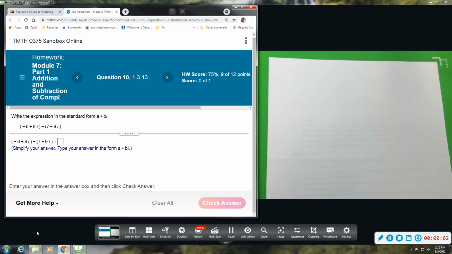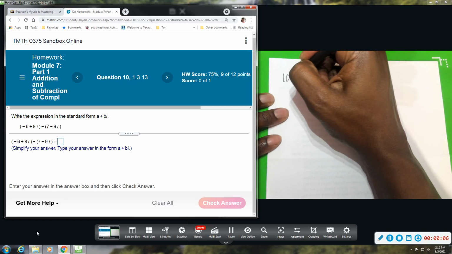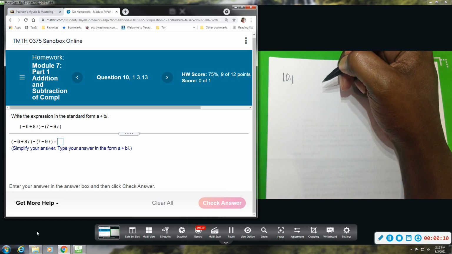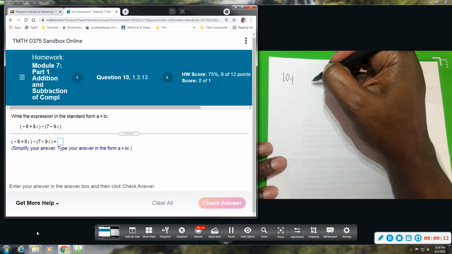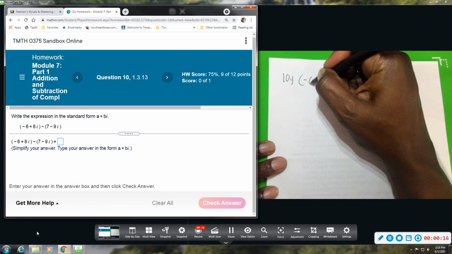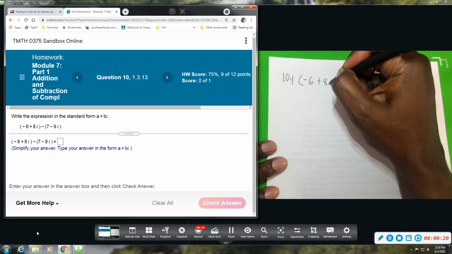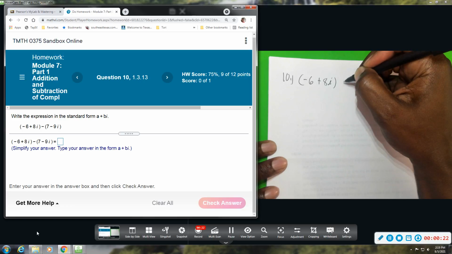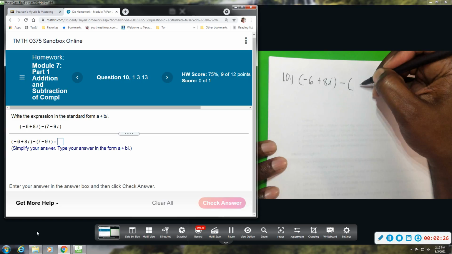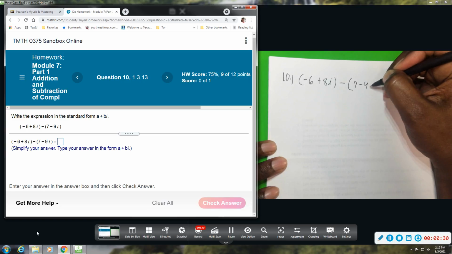Number 10, we're going to be subtracting. Whenever you subtract, you have to be careful of whatever follows the subtraction sign. In parentheses, the signs will change. So our first parentheses is -6 plus 8i. And then the second, we have a minus here, and then a second set of parentheses. It is 7 minus 9i.